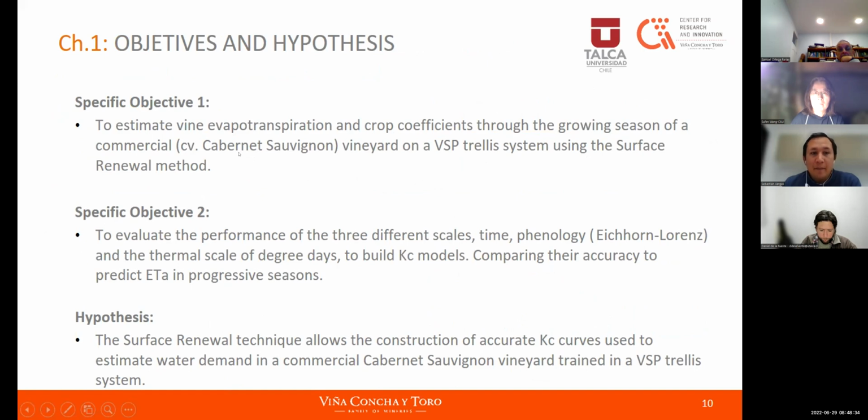So basically, the objective is to measure ET by this technique and see how accurate it is against eddy covariance, and whether we can build KC models that are more accurate over time, across different scales: scales of time, scales of phenology, and temperature-based scales.